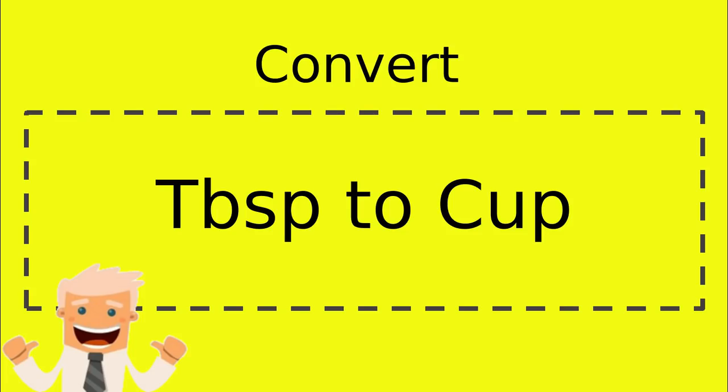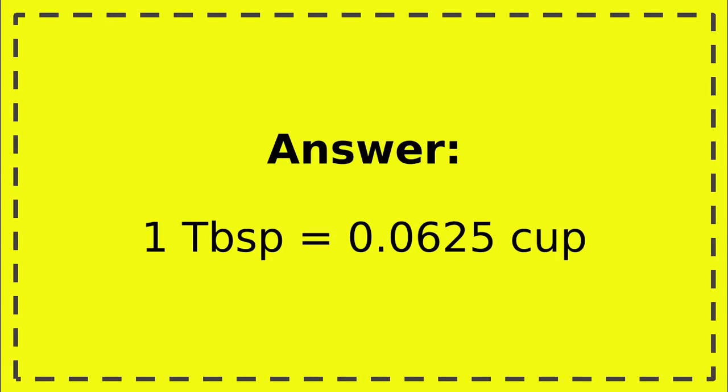Today I'm going to show you very interesting information about the conversion between tablespoon to cup. So here's the answer for that. 1 tablespoon equals 0.0625 cup. That's very important information.